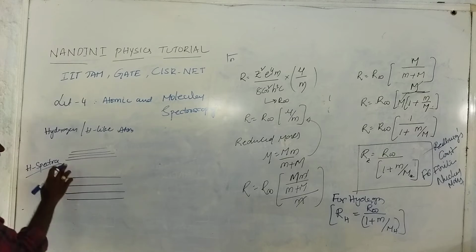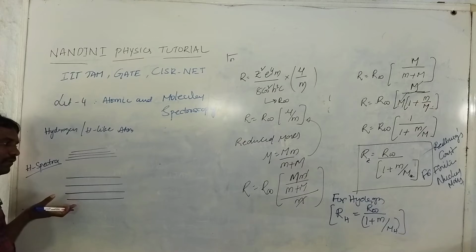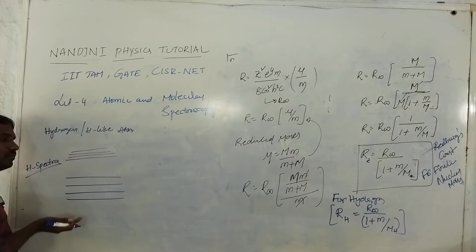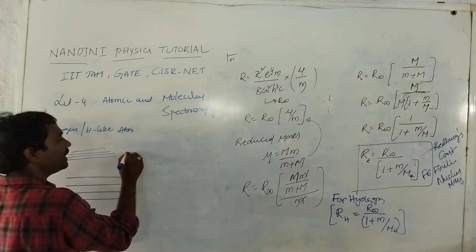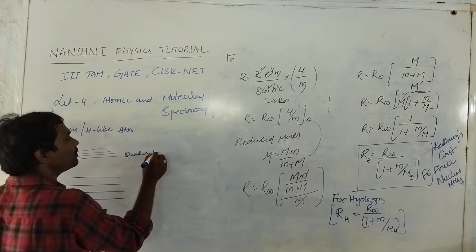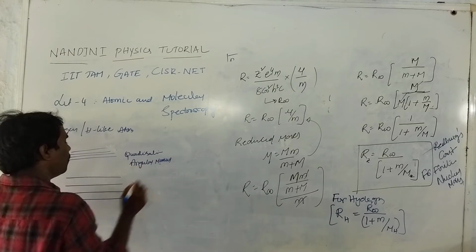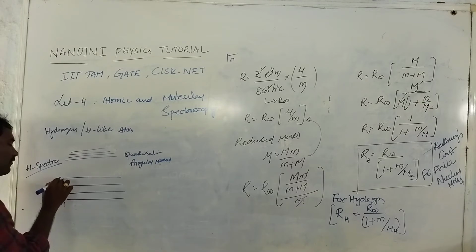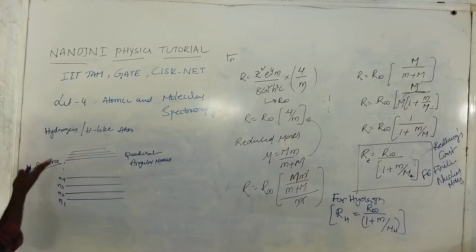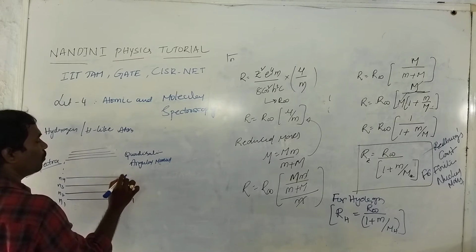Actually it is splitting in the lower level, but if you move from top to bottom to top, then it will be mixing. That is called quantization. Quantization takes place because of quantization of angular momentum. These states are represented n1, n2, n3, n4 and so on, which is equal to the 1st stage, 2, 3, 4, and so on.